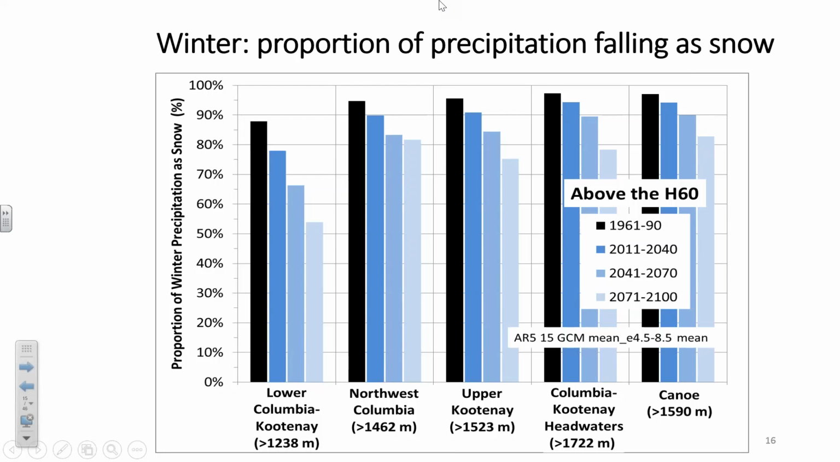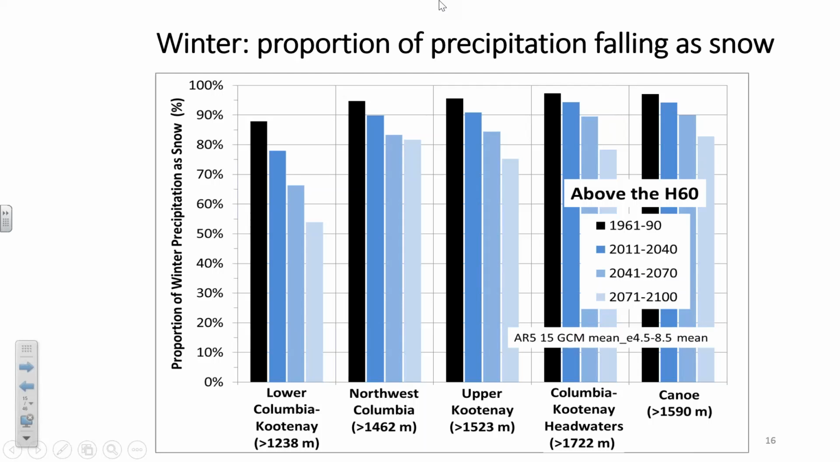And of course, it doesn't stop there, right? Like the world doesn't just steady out at the end of the century. Things continue depending on our emissions and depending on lags in the climate system. So you can see that in the valley bottoms, we're going to have a very much a rain-dominated life by the end of the century.